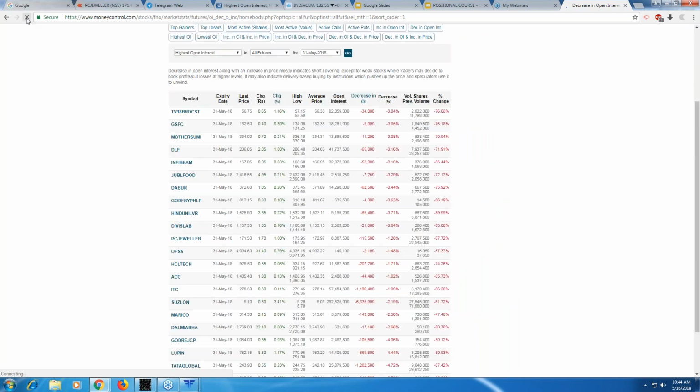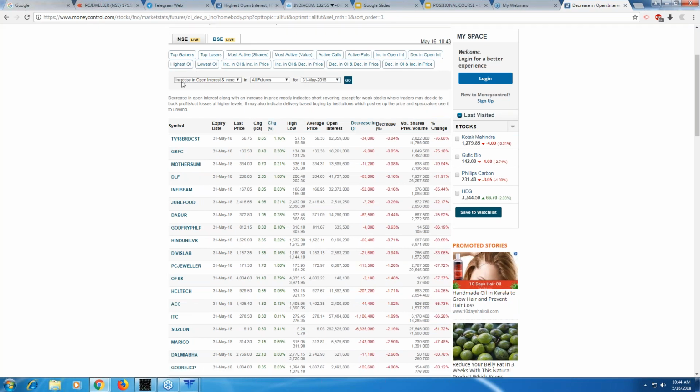And if you want to do BTST in the futures, you need to see where is the highest increase in the open interest and increase in price, right? I would say 3 o'clock is a better time. Just refresh this website and find out where the open interest and price are both increasing. Roughly at about 3 o'clock or 2:55, you will be able to see the stocks where fresh buying is coming after 2:30, right?